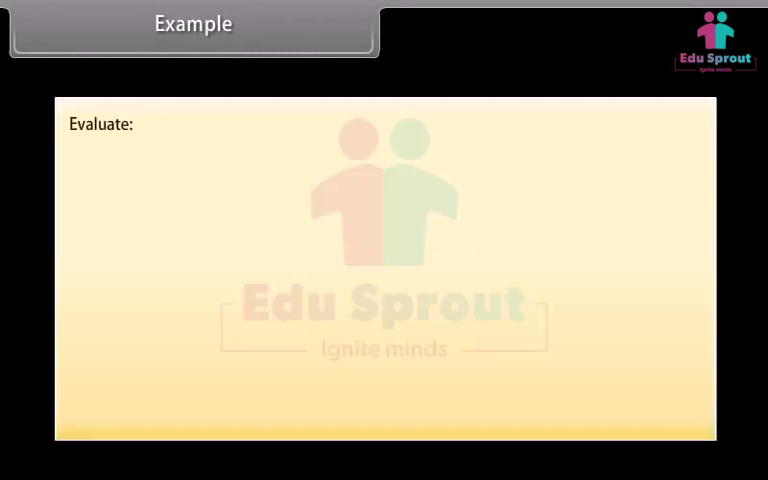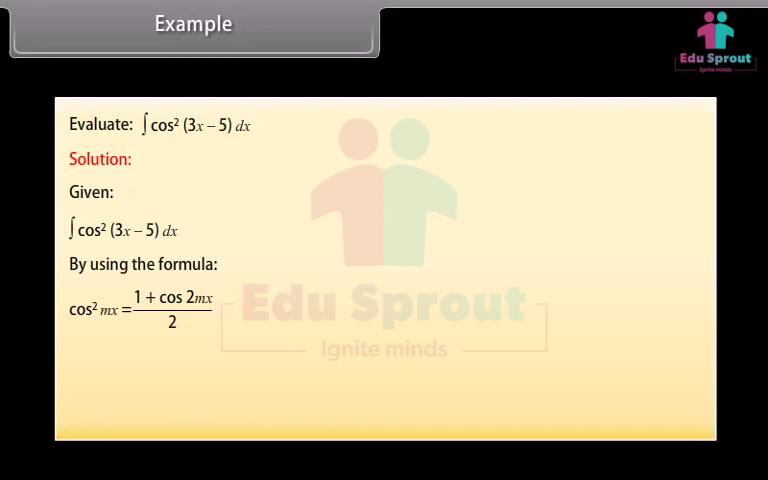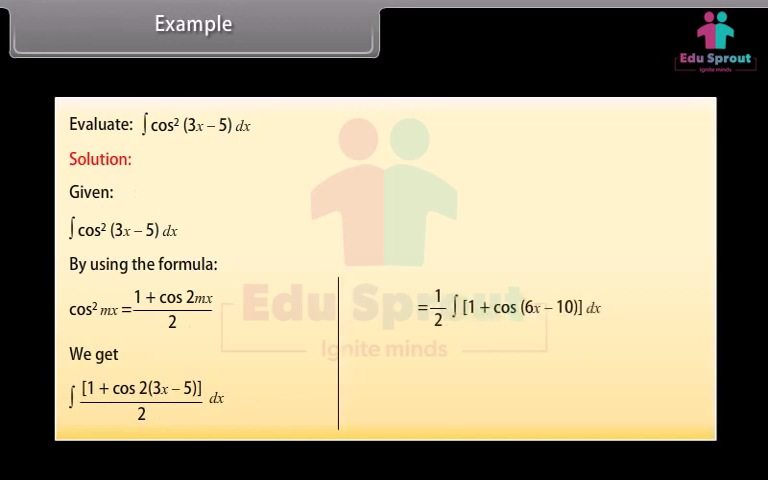Example. Evaluate the integral of cos^2(3x - 5) with respect to x. Solution. Given the integral of cos^2(3x - 5) dx, by using the formula cos^2 mx is equal to (1 + cos 2mx)/2, we get the integral of (1 + cos 2(3x - 5))/2 dx, which is equal to 1/2 times the integral of (1 + cos(6x - 10)) dx, which is equal to 1/2 times (x + 1/6 sin(6x - 10)) plus c, where c is an arbitrary constant.